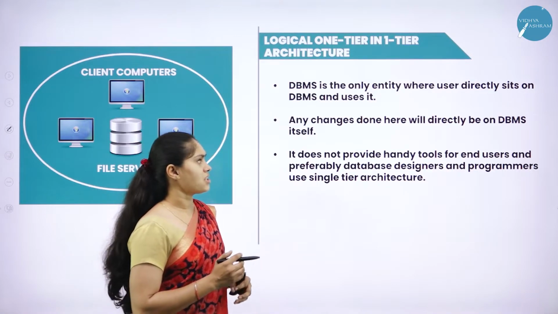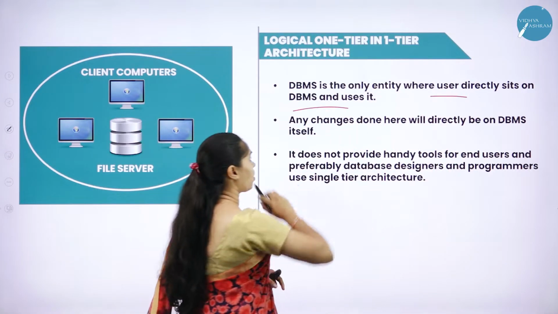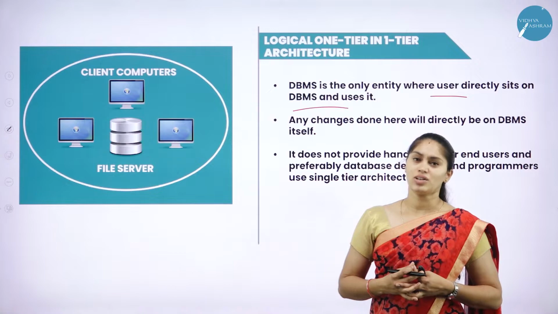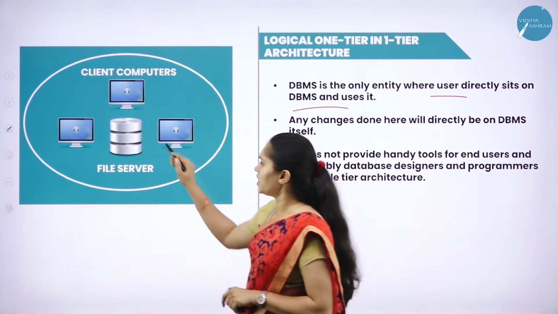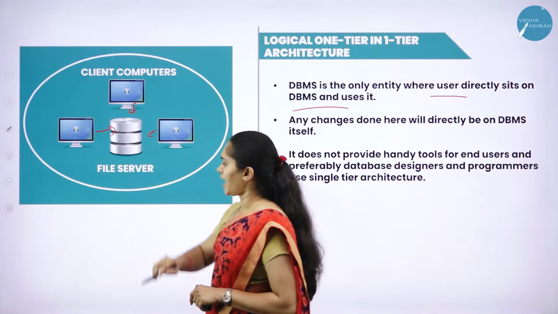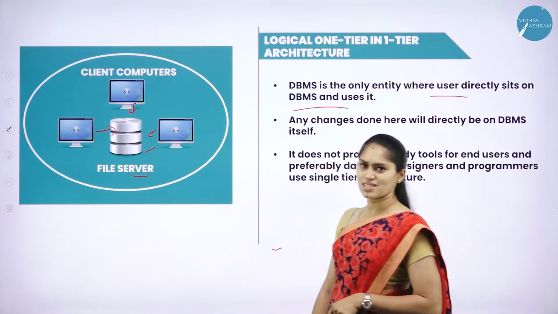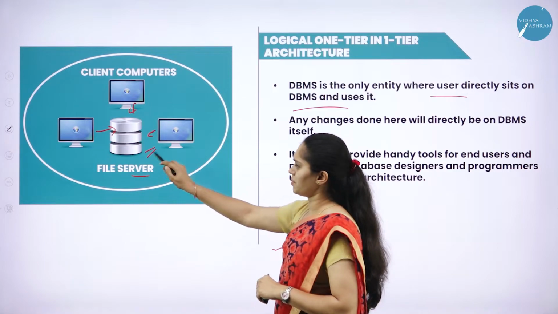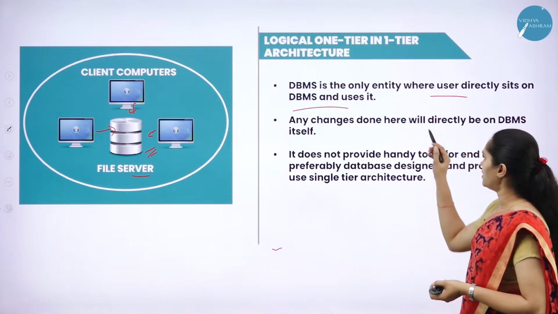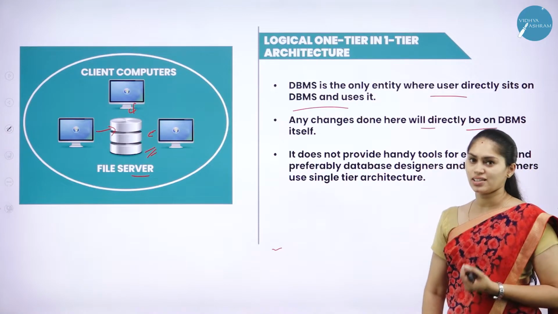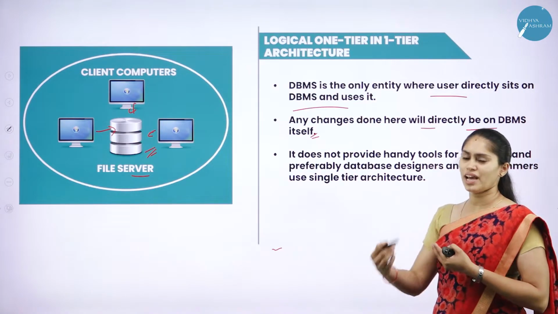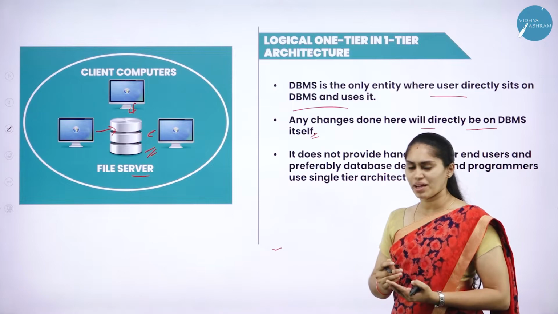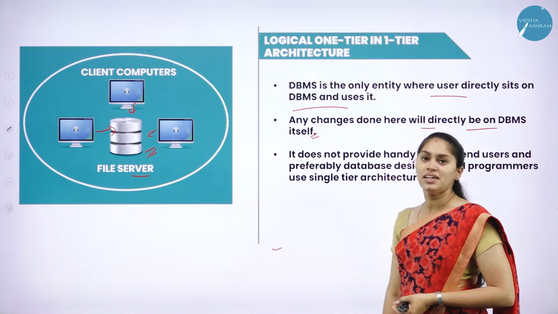The DBMS is the only entity where the user directly sits on the DBMS and uses it. With the help of this one-tier architecture, I can directly fetch whatever content is there in the DBMS. If you see this image, here all the clients can have direct access to this database management system. That is one-tier architecture. But you have to remember one thing: any changes made will directly affect the DBMS itself. That means we don't have any backup copies or any intermediate layers between the client and database. Whatever changes we make to the database will directly affect the database itself.